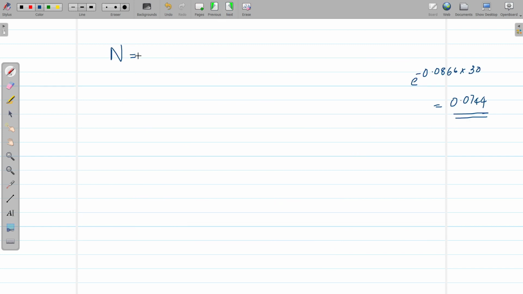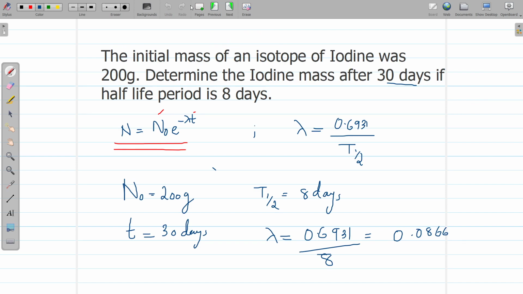Now let us substitute this value into the equation for N. So N equal to N0, which is 200, into e raised to minus lambda value 0.0866 into t, which is 30 days. So what was the unit of lambda? The denominator has the unit of days. Hence the lambda will have the unit of per day, 0.0866 per day.